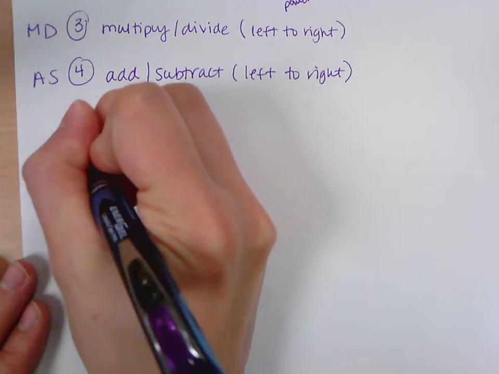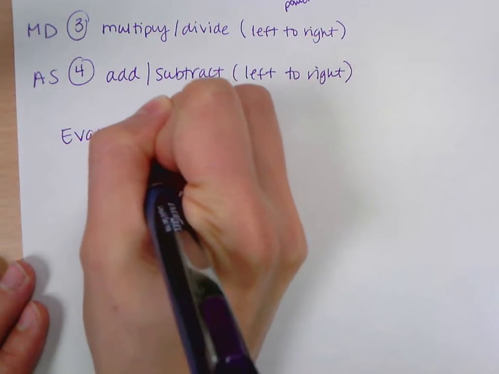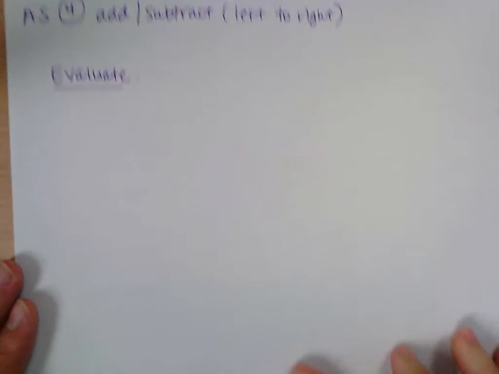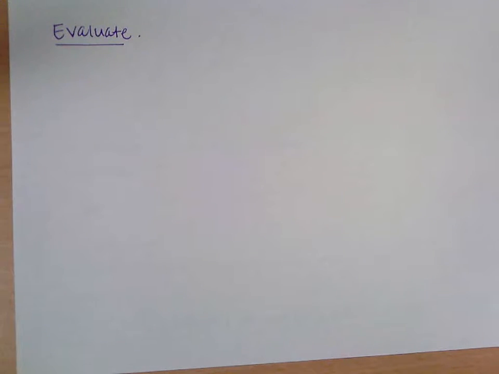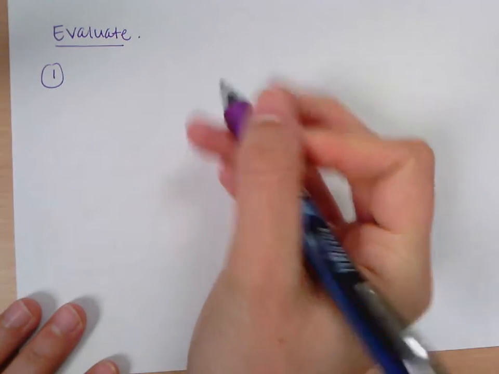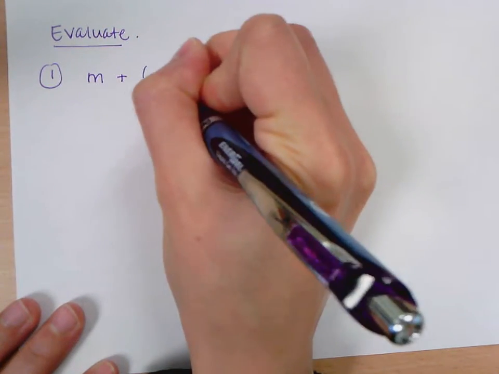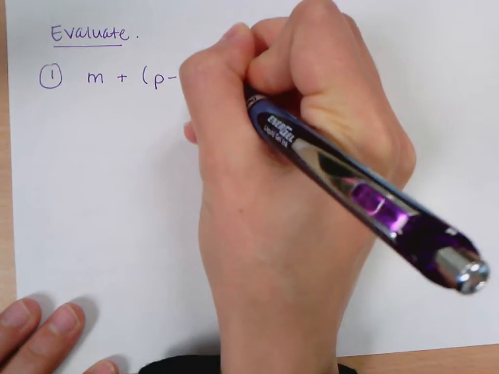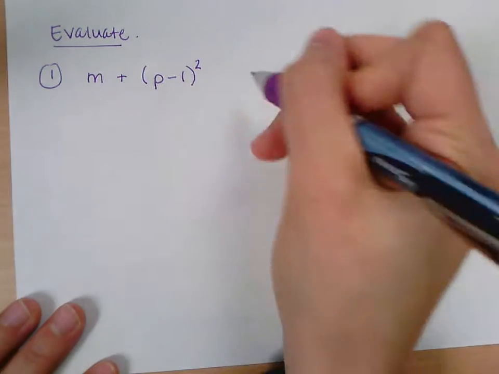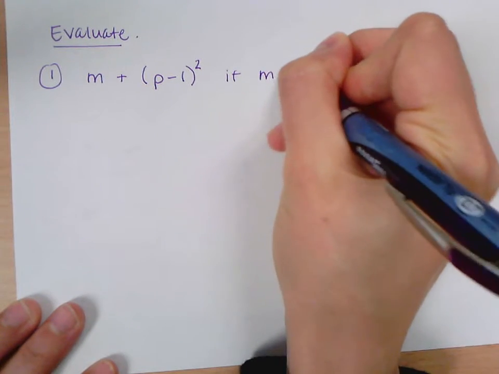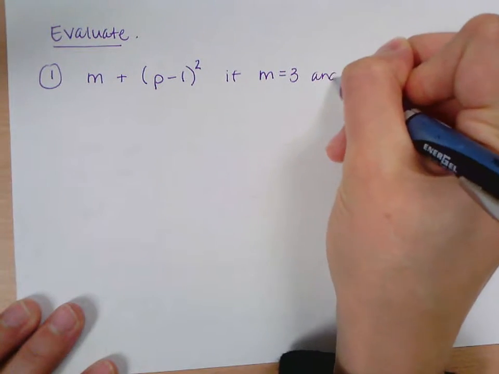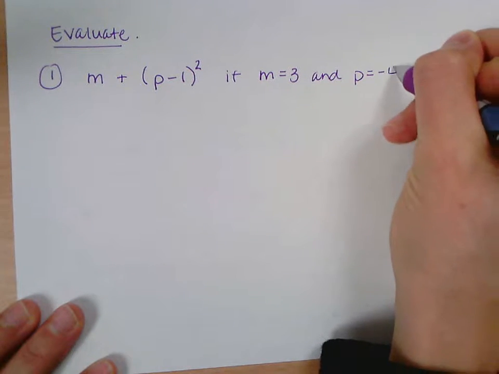So all of these directions are going to say evaluate, not solve. You evaluate an expression, you solve an equation. An equation has to have an equal sign. You will not have equal signs in these expressions today. So the first one is evaluating this expression m plus the quantity in parentheses p minus 1, and that quantity squared. We're evaluating this if m is equal to 3 and p is equal to negative 4.